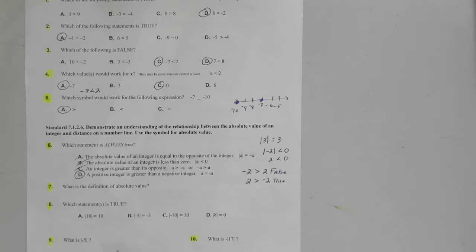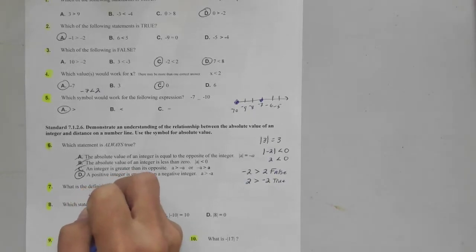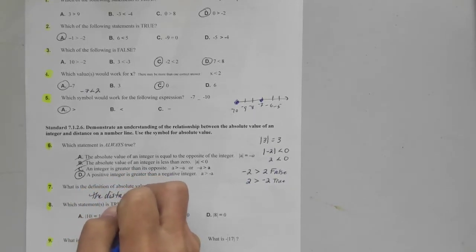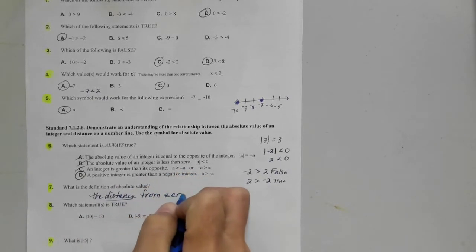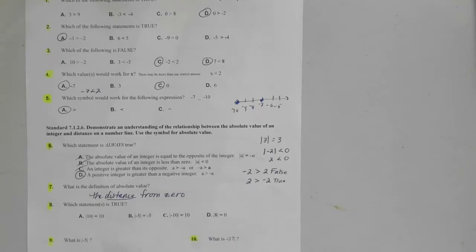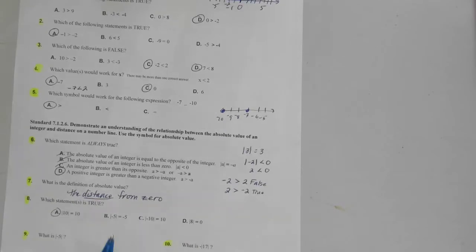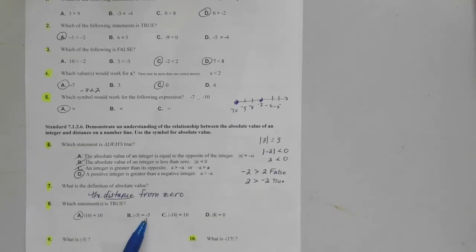What is the definition of absolute value? It is the distance. Distance is important from 0 on the number line. All right, which statement is true? Absolute value of 10 is 10. That's true. Absolute value of -5 is actually +5, not -5. Absolute value of -10 is 10. That is true. And absolute value of 8 is not equal to 0. It's actually 8.